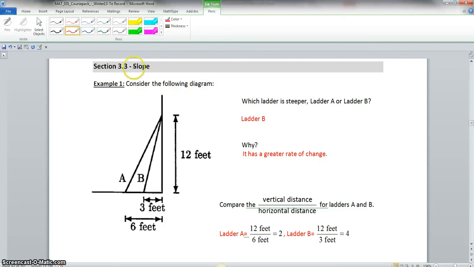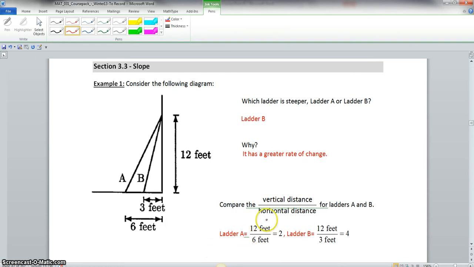Okay, class, starting on section 3.3, slope. Example 1, considering the following diagram. Which ladder is steeper, ladder A or ladder B? The answer is ladder B. And the reason why is it has a greater rate of change. Now we're going to prove that rate of change down here.